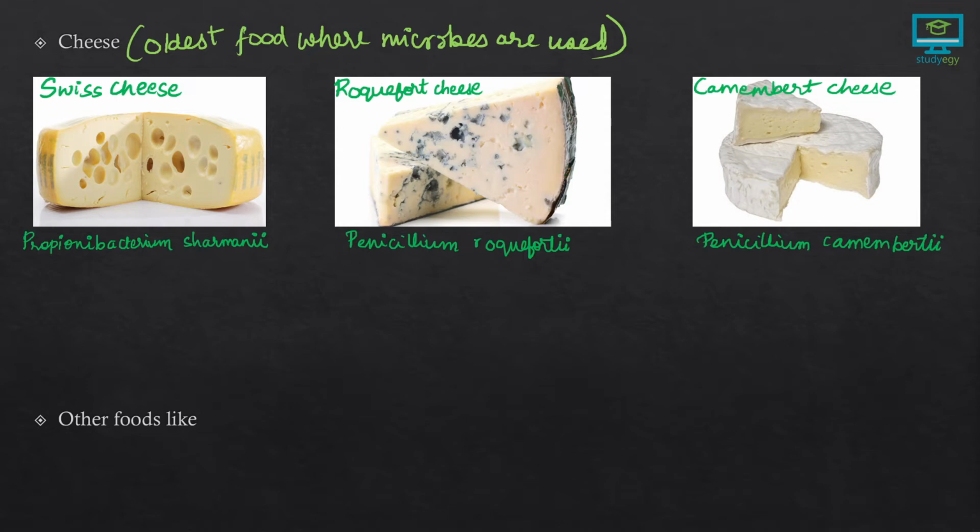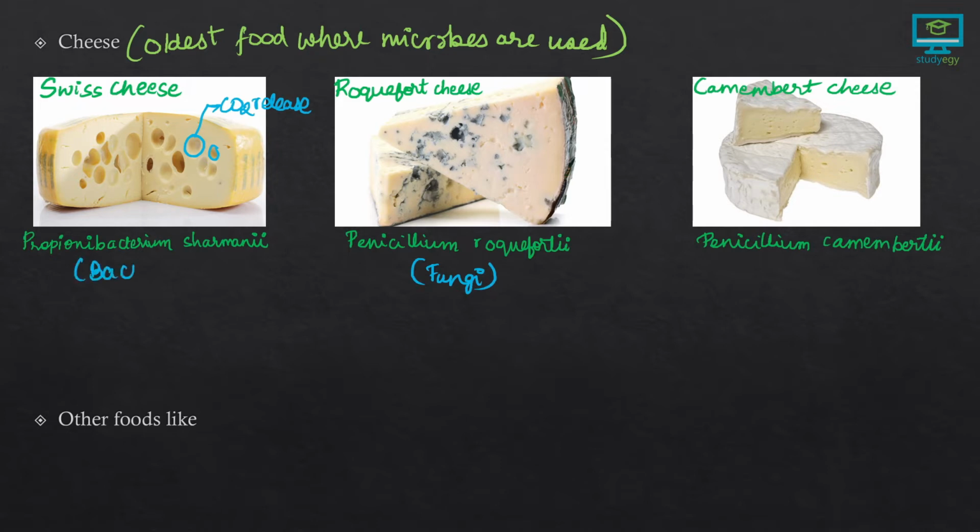So now coming to the first, Swiss cheese. Propionibacterium shermani is used to ripen the cheese. Here we can see big holes are formed. This is due to CO2 release. Carbon dioxide is released, due to which you get that big hole-like appearance in the cheese. This is Roquefort cheese. This is again fermented by Penicillium roqueforti. This is a fungus.